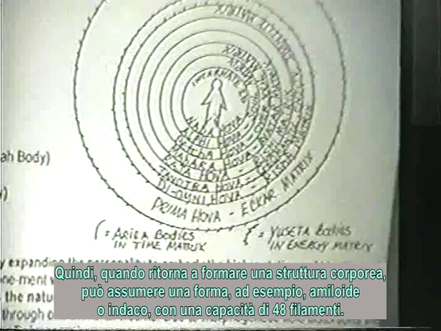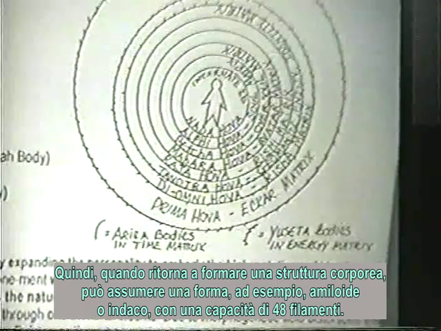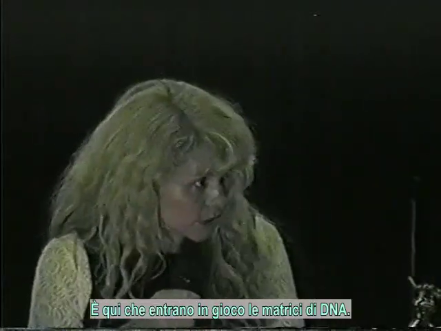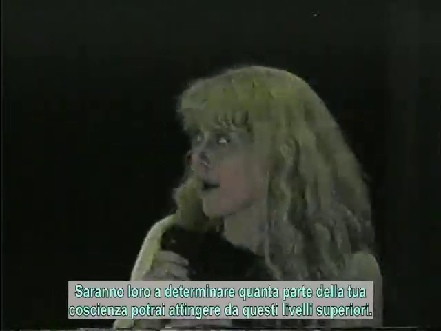Then when it comes back down into a body pattern, it can inhabit a body pattern of, say, an emerald order indigo with a 48-strand capacity. This is where the DNA matrices plug in. They will determine what amounts of your consciousness you can bring in from these higher levels. We have a 12-strand pattern.